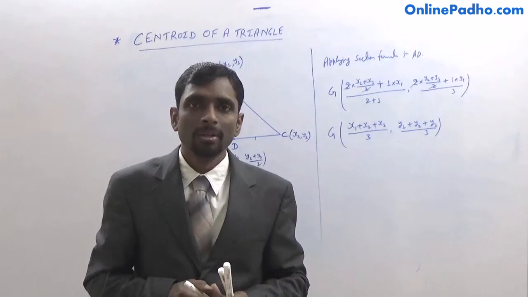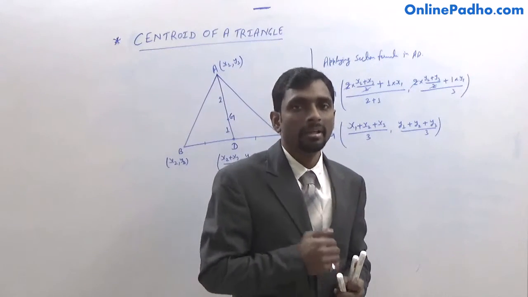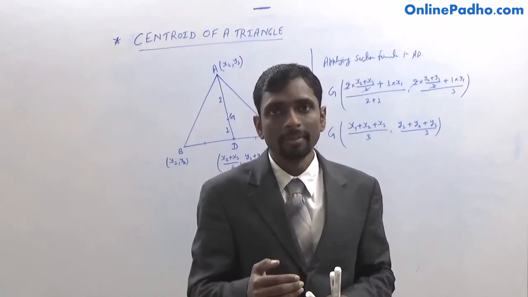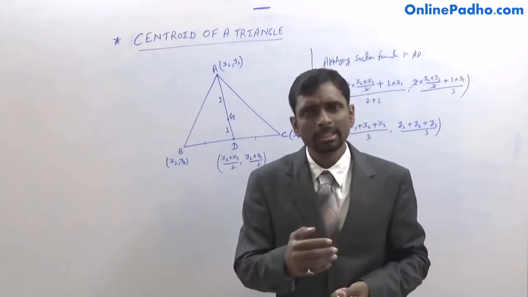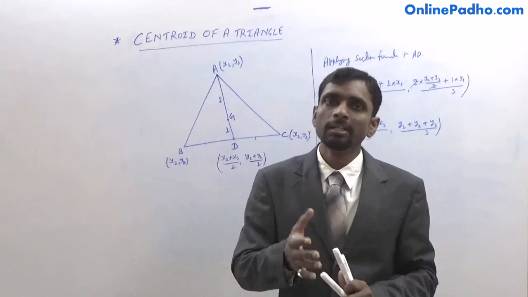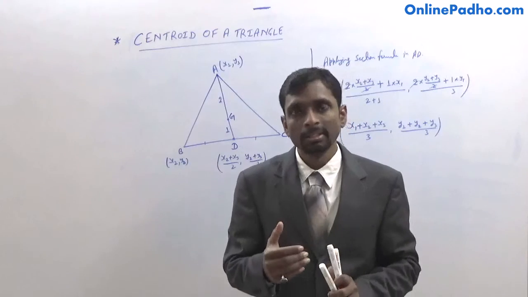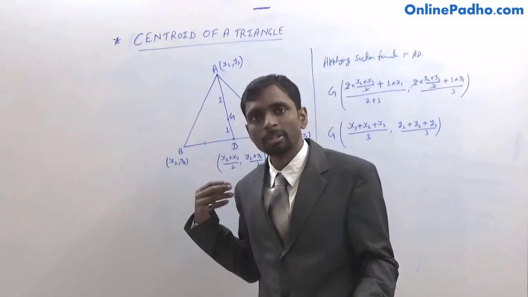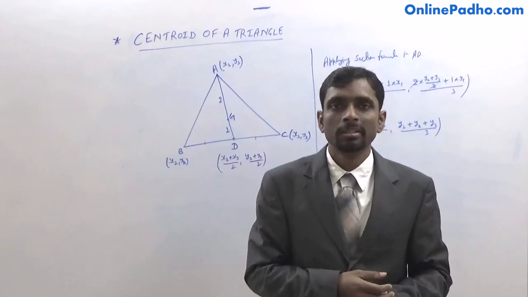Right? So these are all about the section formula: internal division, external division, midpoint and the centroid of the triangle. We will discuss some application based questions in the next tutorial. And after discussing how to apply these formulas in questions, we will discuss the area of the triangle. Right? Thank you.